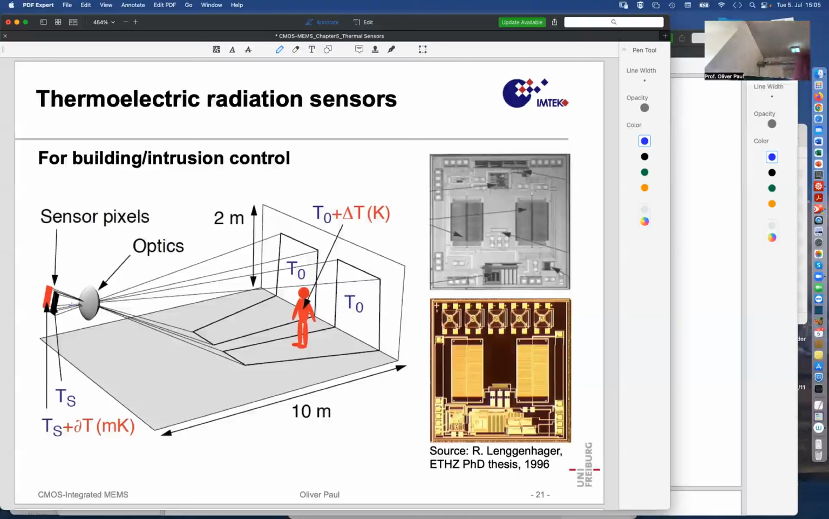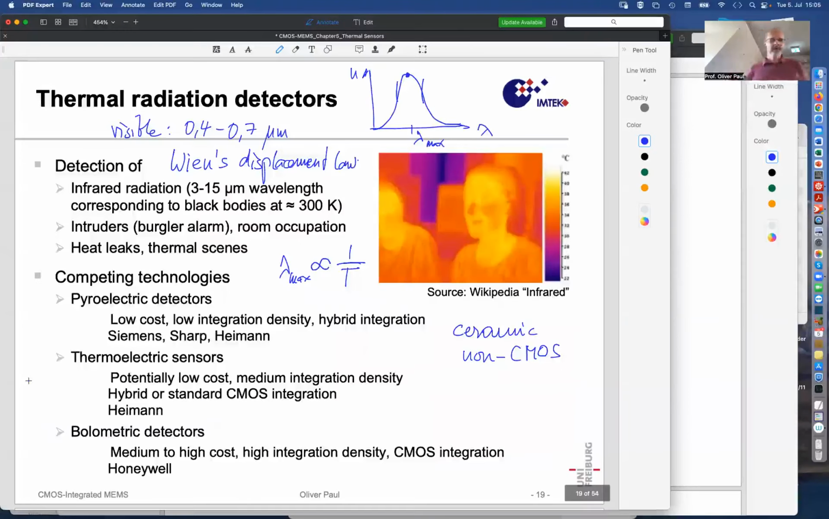So one sure way not to be detected by a burglar alarm is to move very slowly. There are some movies that exploit that, or they heat up the room to body temperature. There was a movie when I was a postdoc. They heated the whole building to body temperature, and then they walked through the building freely because there was no change in temperature visible to the detector. Okay. And thermoelectric detectors, well, they exist as CMOS bolometric detectors as well.